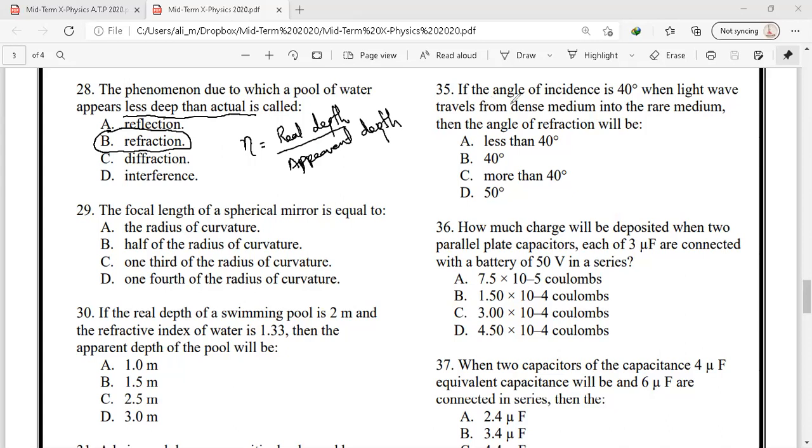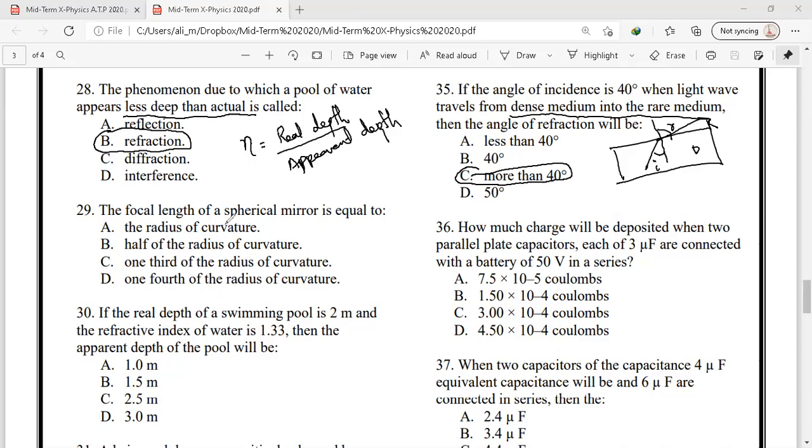In question number 35, if the angle of incidence is 40 when light waves travel from dense medium into the rare medium, what will be the angle of refraction? So whenever a ray travels from a dense medium into a rare medium, it always bends away from the normal. This will be the angle of incidence and this is the angle of refraction. If this is 40, then the angle of refraction must be greater than 40. Correct option is option C.